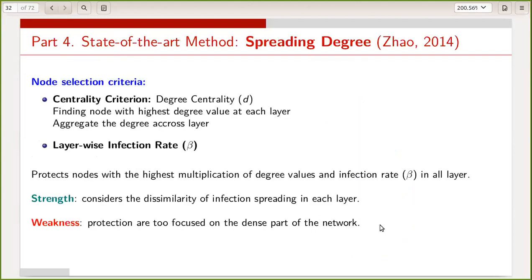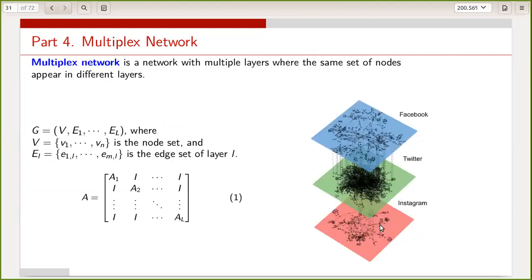Right. It is harder because usually if you focus on the first one, on Facebook, maybe you will miss the structure on Twitter as well as on Instagram. So how to make it simultaneously?